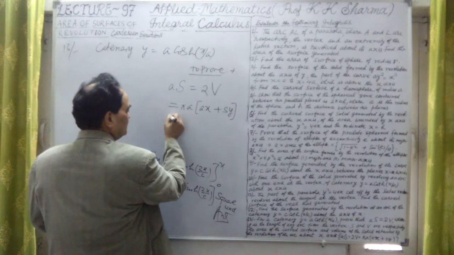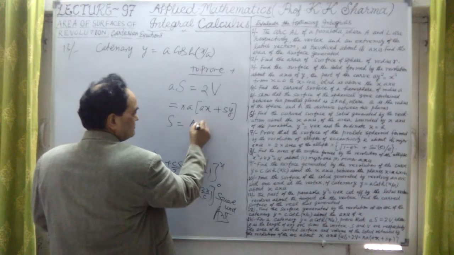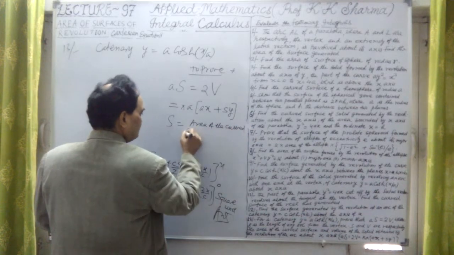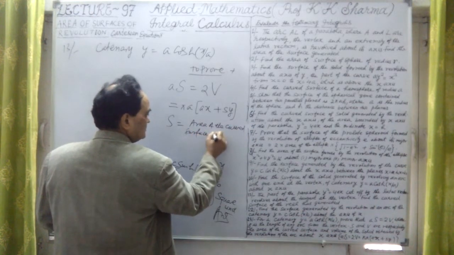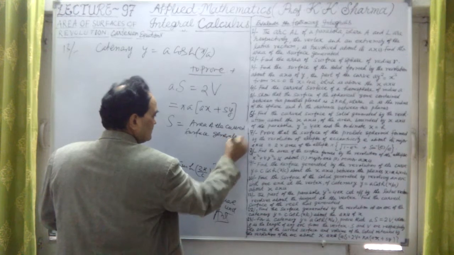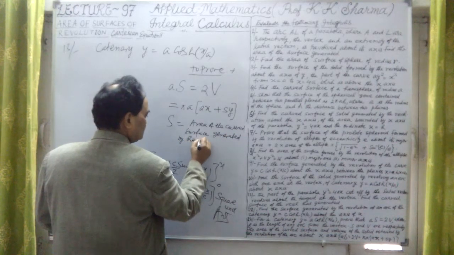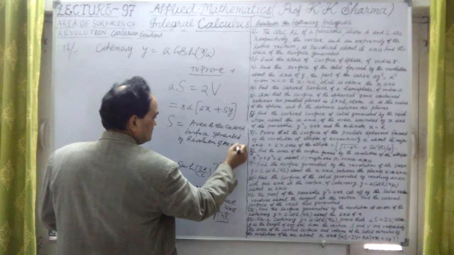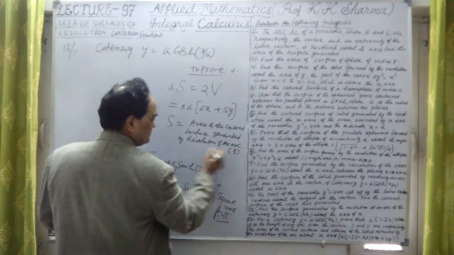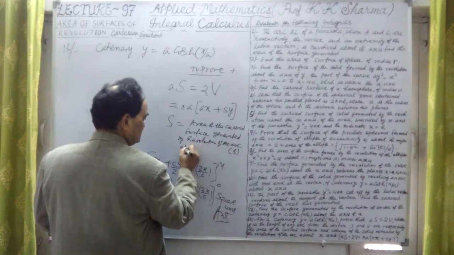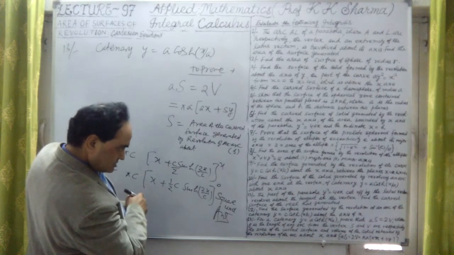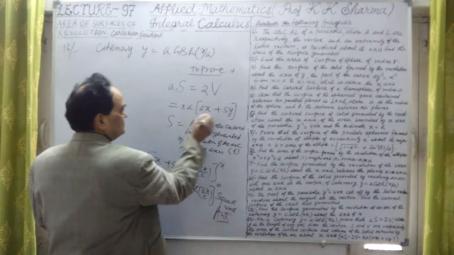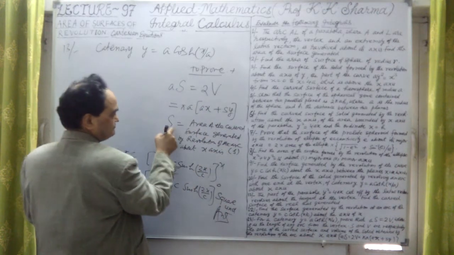Here what is S, capital S? S is the area of the curved surface generated by revolution of the arc small s about x-axis. It says about x-axis. This is capital S here. Try to understand.